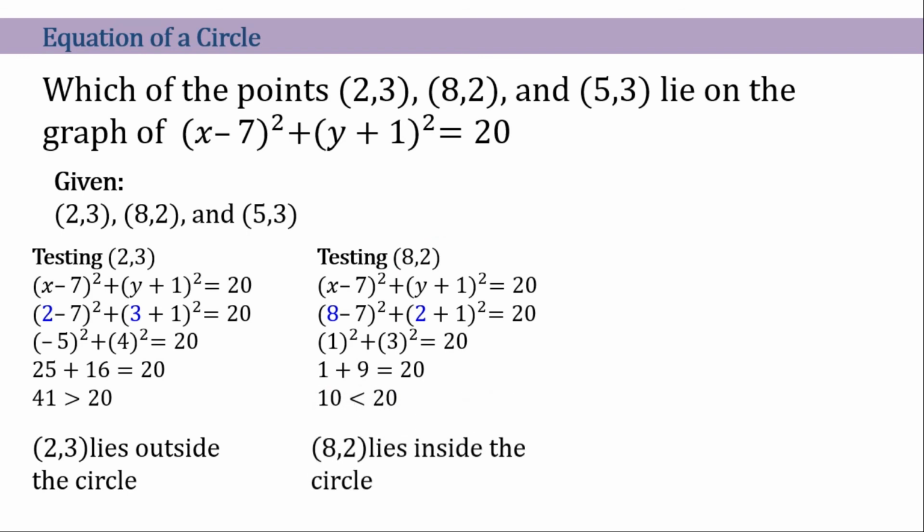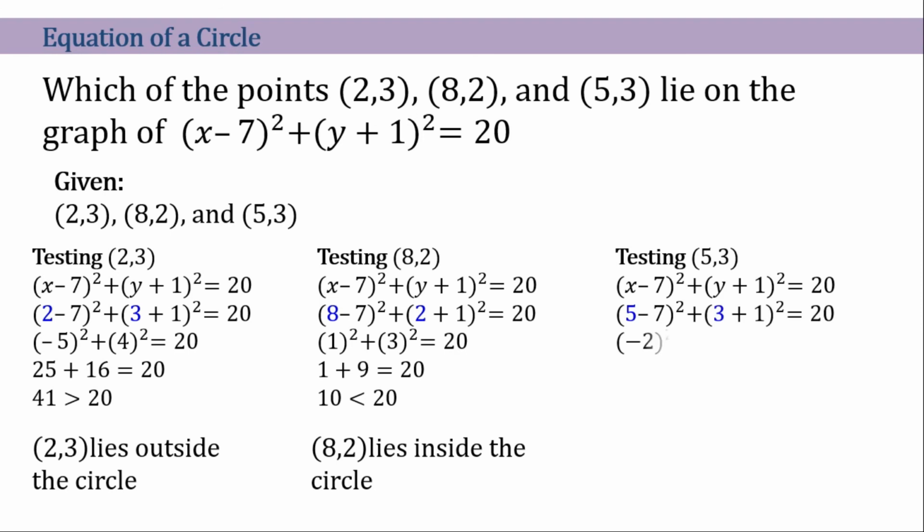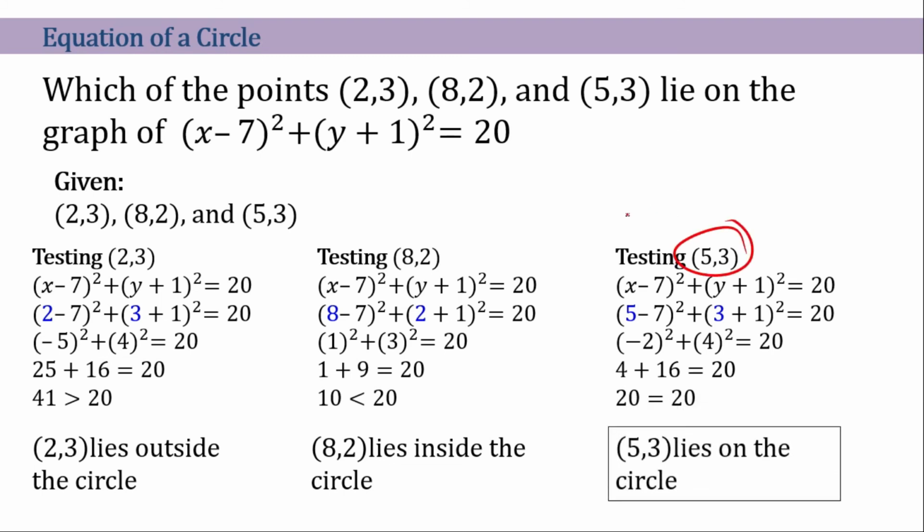And let's test 5, 3. We substitute it. We have 5 minus 7, that is negative 2. 3 plus 1, that is 4. Negative 2 squared is 4. 4 squared is 16. So 4 plus 16 is 20. Since it is equal to 20, therefore, this point lies on the circle. So the answer for this one is 5, 3.